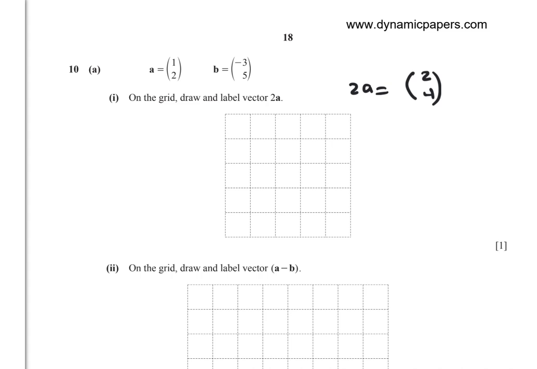To draw this vector 2 and 4, if we start from this point, you have to move 2 to the right because the x displacement is 2, and 4 up because the y displacement is 4. So 2 and 4. So this is the starting point and this is the end point. Now draw the vector. This is vector 2a. You can start from a different point, just like this one. 2 to the right, 4 up.